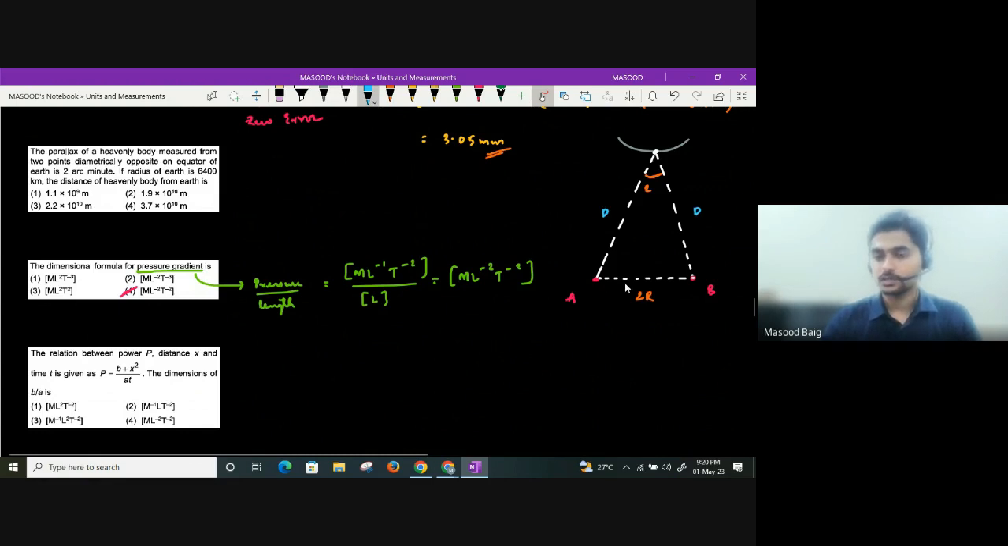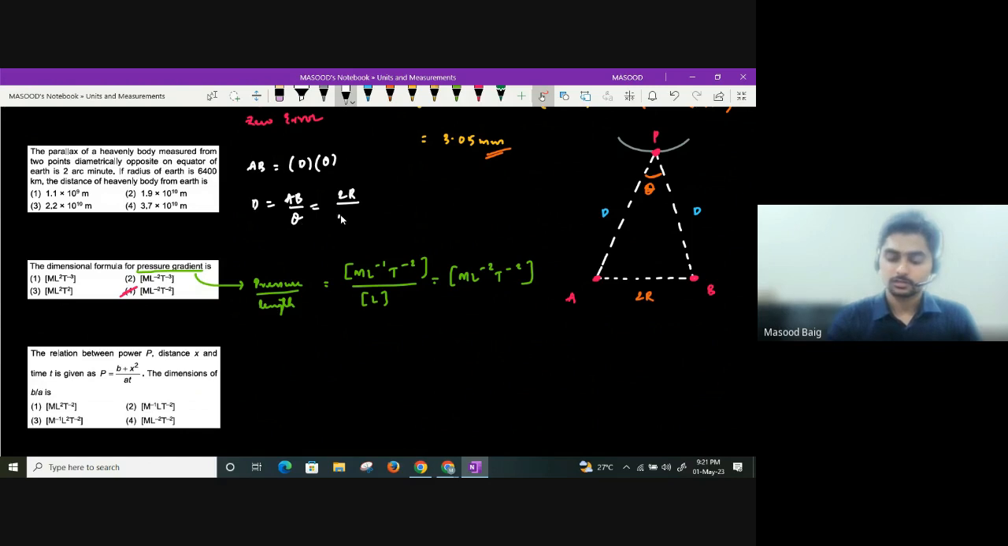Now, this AB will be part of a circle centered at point P, where P is the point on the planet. AB is a small part of a large circle centered at P. So how can we find the length of the arc? Length of the arc is the radius, here D, into the angle it subtends, theta. So the D value will be AB divided by theta. What is AB here? 2 into R.